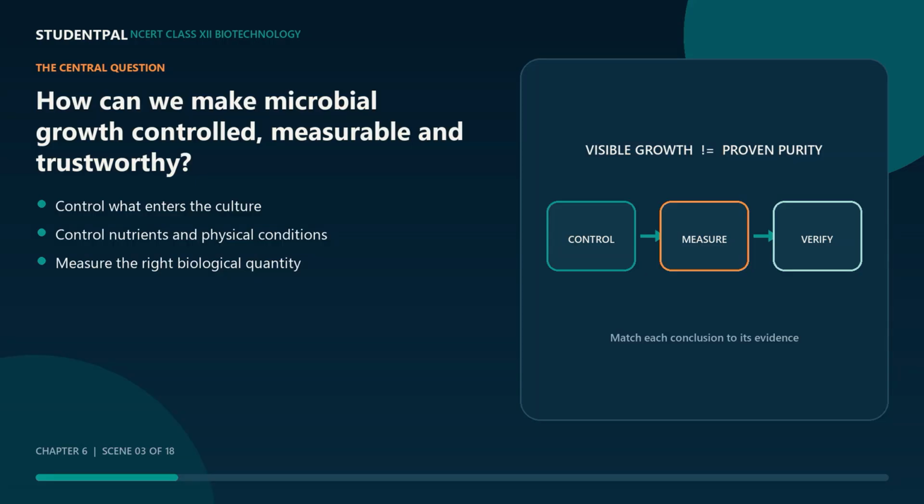Optical density estimates light scattering, a plate count estimates viable colony forming units, and dry mass estimates biomass. A negative sterility control can reveal contamination, while repeated isolation and characterization support purity and identity. This framework helps us avoid a common error, treating any visible growth as proof that the intended organism alone is present. Reliable microbial culture joins technique, measurement, comparison, and validation.